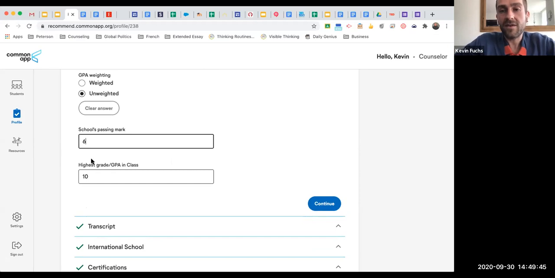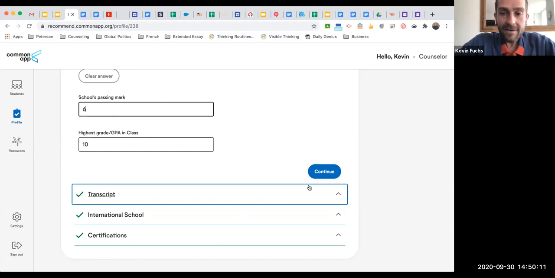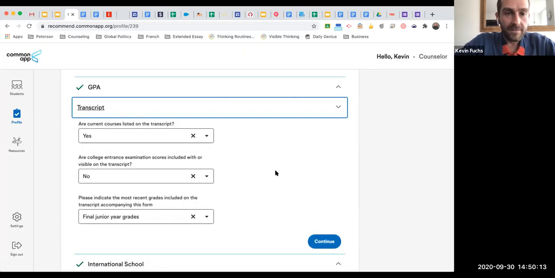School passing mark. This is the grade that is needed to pass a course in our school. A 6 at our school is a passing mark, and the highest grade you can get is a 10. This is important for the university to realize what these transcripts mean, because I can imagine that many schools don't have the same system as our school. Each school is going to be different. Some use A, B, C, D, more American style.